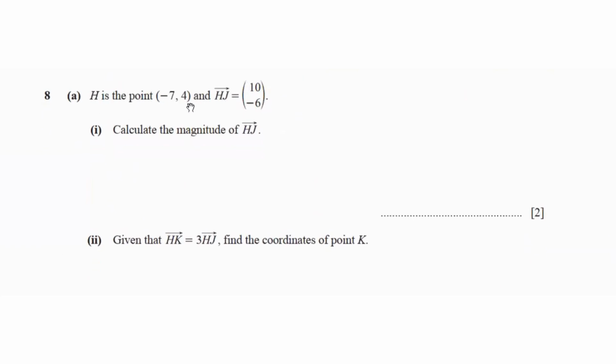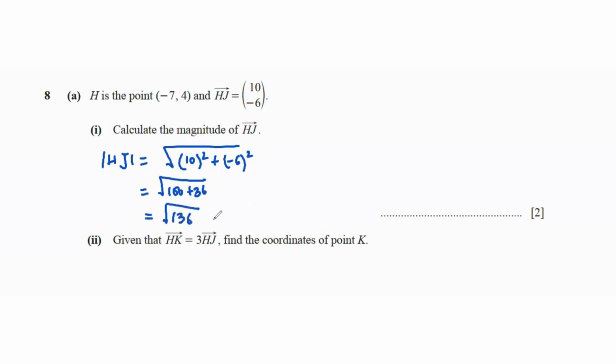Question number 8 says H is the point (-7, 4) and HJ is (10, -6). Calculate the magnitude of HJ. So to calculate the magnitude of HJ, we will do the square root of (10 squared plus (-6) squared), which is going to be 100 plus 36. The square root of 136 is going to give us 11.7.